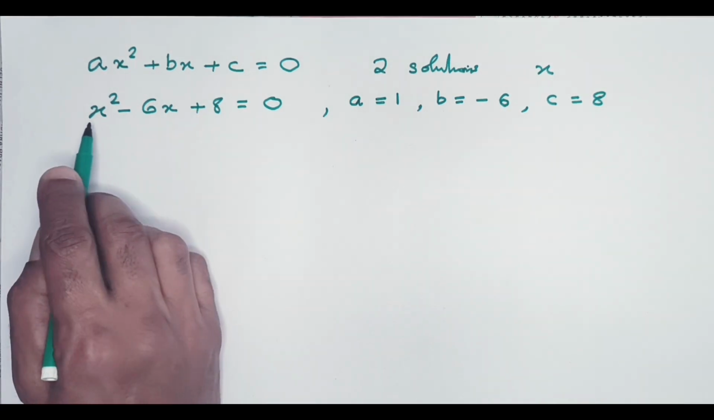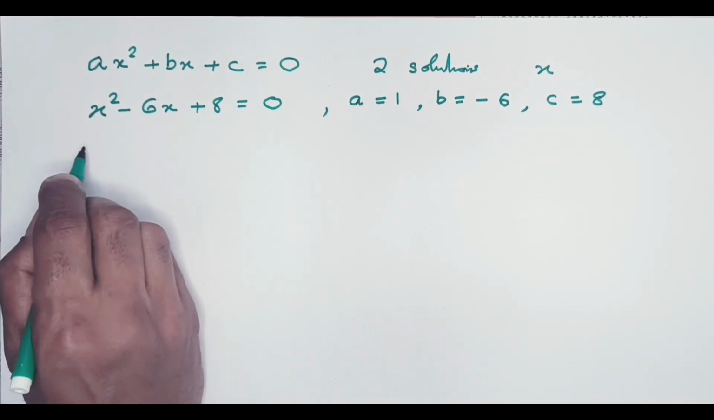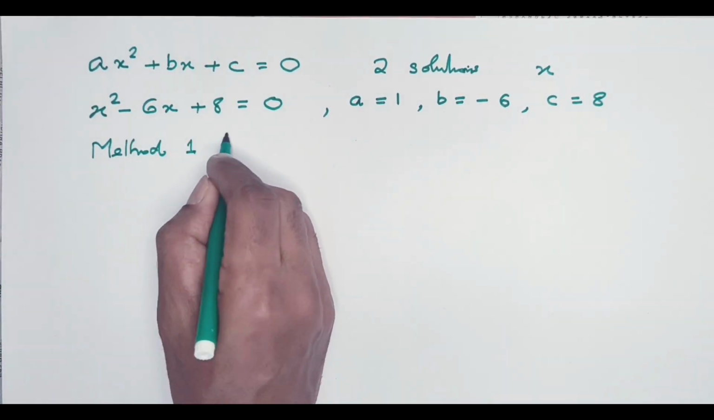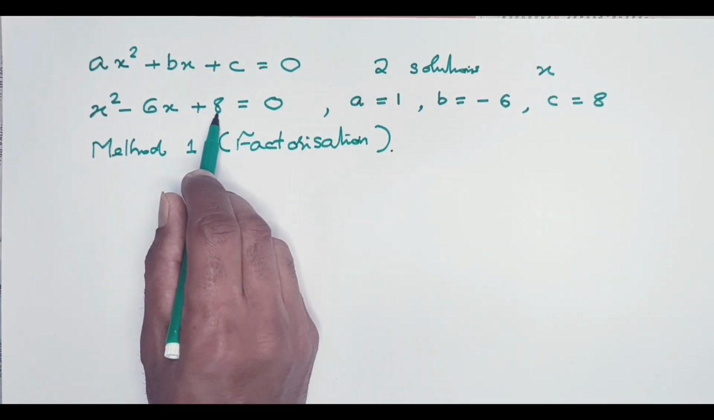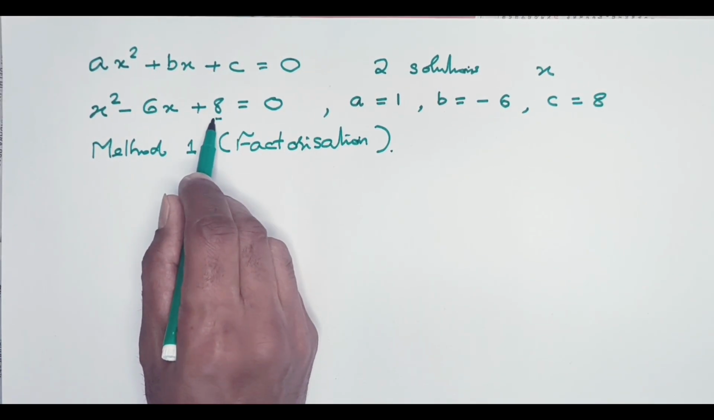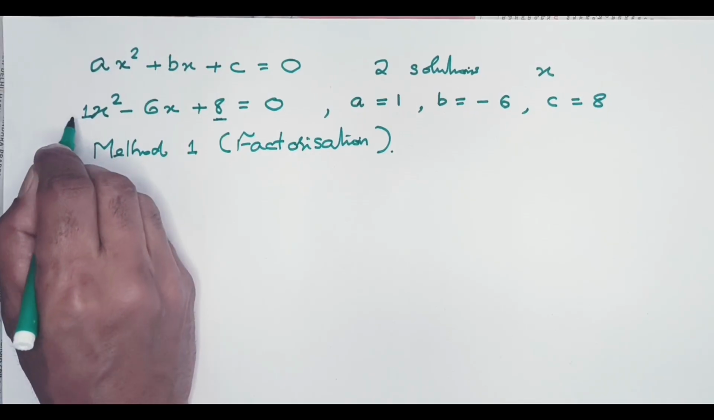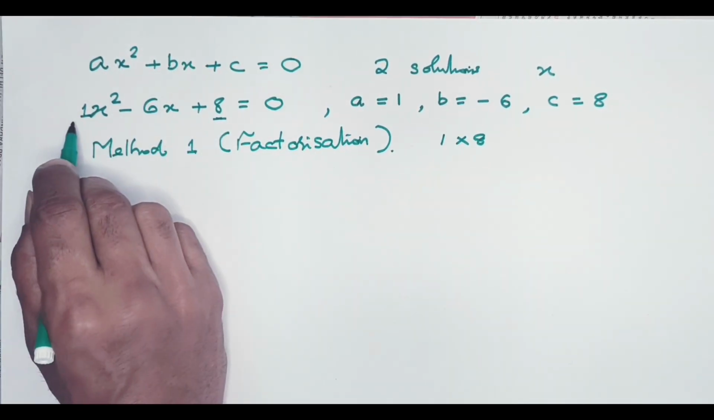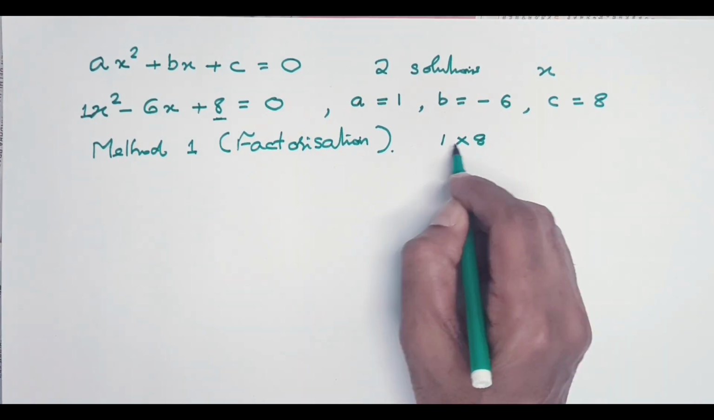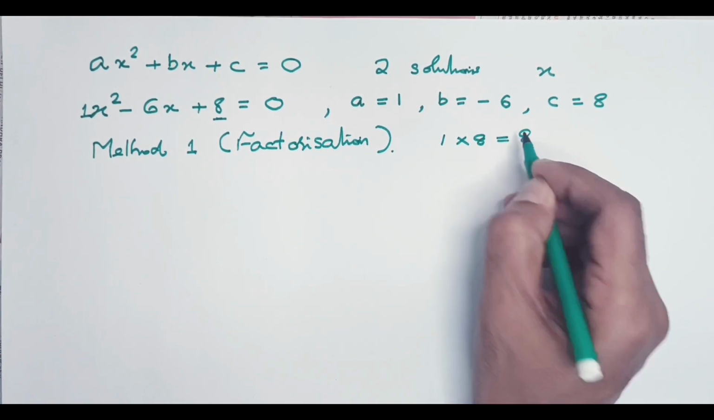Now, how do you find out the values of x or the solutions of this particular quadratic equation? Method 1. This is called the factorization method. Take the constant term or 8 in the quadratic equation and also the coefficient of x squared. See, what is the coefficient of x squared? It's 1. If it is 1, we don't write it. You take the product of these two, constant term as well as the coefficient of x squared, which is 1 multiplied by 8. And that's 8.